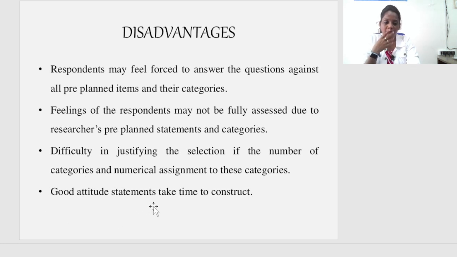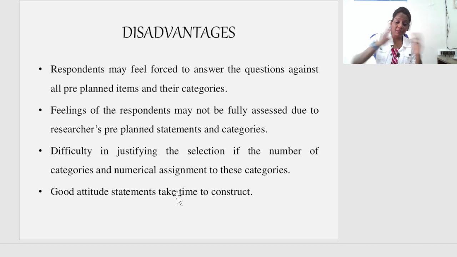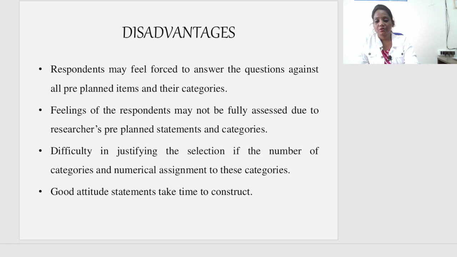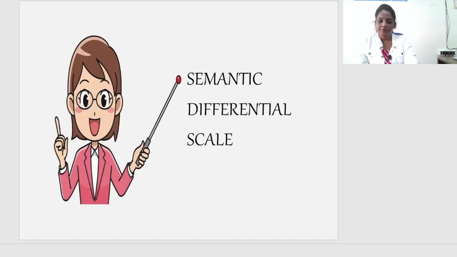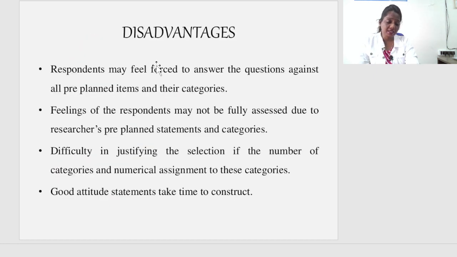And good attitude statements take time to construct. Definitely when you want to make a scale applicable for your study, it needs time for construction of the statements. So that is about the summative scale or Likert scale.